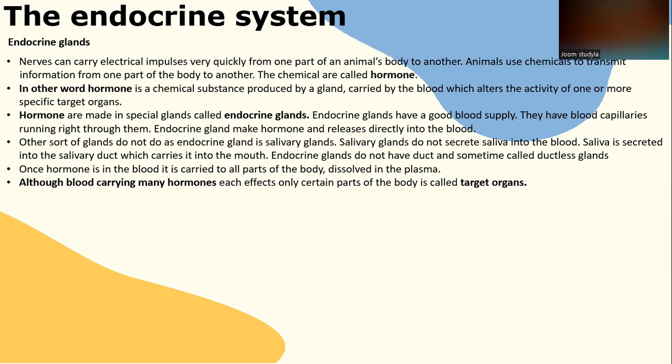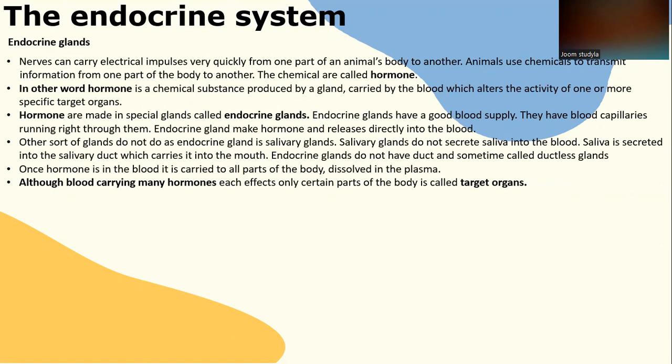Hormones are made in special glands called endocrine glands. Endocrine glands have a good blood supply. They have blood capillaries running right through them. Endocrine glands make hormones and release them directly into the blood. Other sorts of glands do not, such as salivary glands. Salivary glands do not secrete saliva into the blood. Saliva is secreted into the salivary duct, which carries it into the mouth. Endocrine glands do not have ducts and are sometimes called ductless glands.